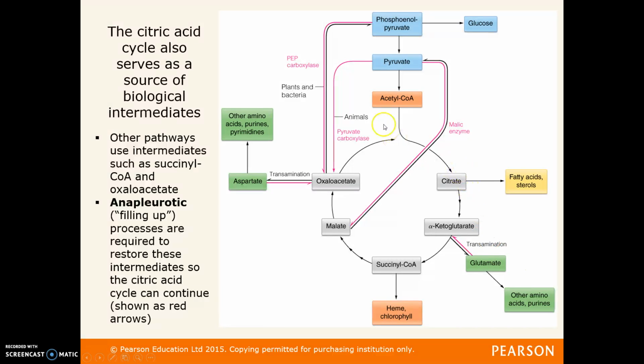So consequently, you may not need to do this cycle for energy, but you may need to do this cycle to make more hemoglobin, or you may need to do this cycle because you need more aspartate or glutamate or all the various amino acids that come out of here.